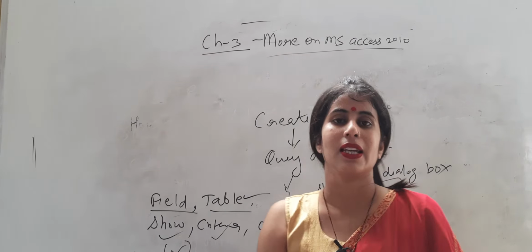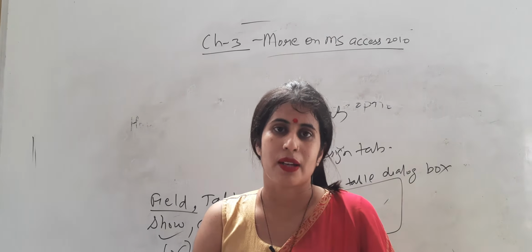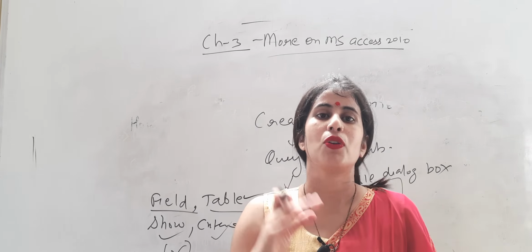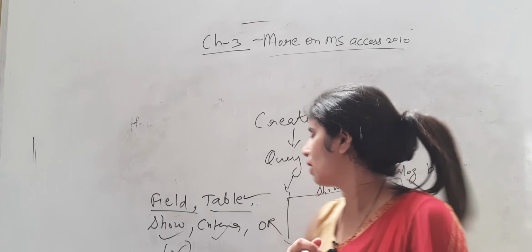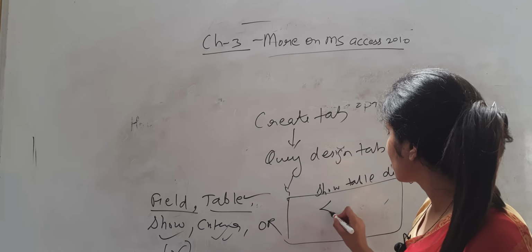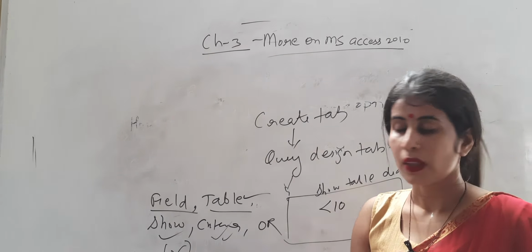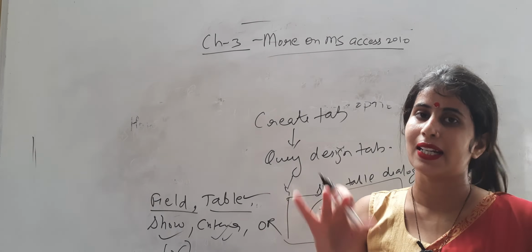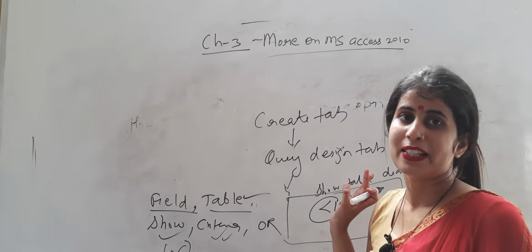Next is criteria. Criteria is a condition. So for the fields where we want to apply any kind of condition, I will use the criteria option. Suppose less than 10. It is a criteria. So less than 10 data will be visible there.